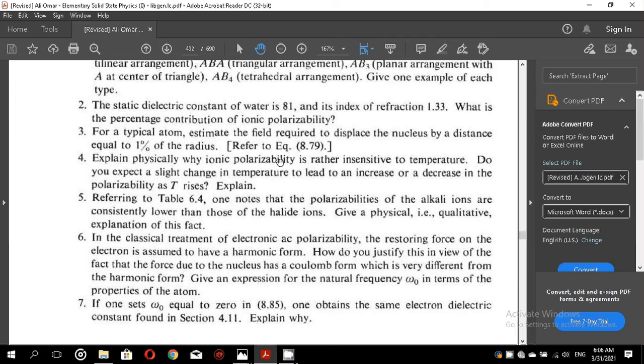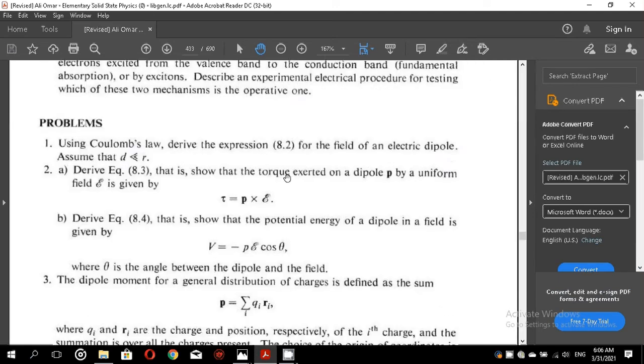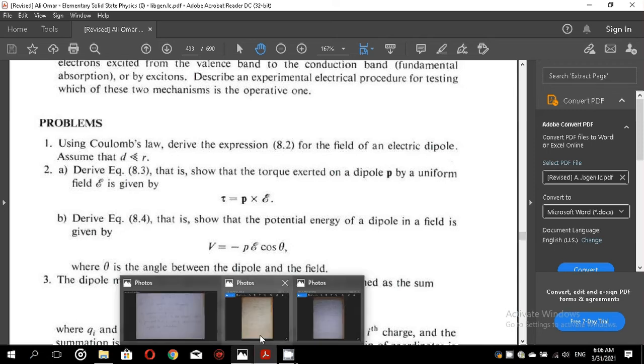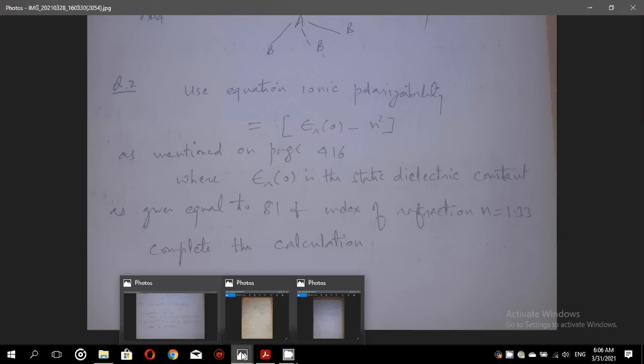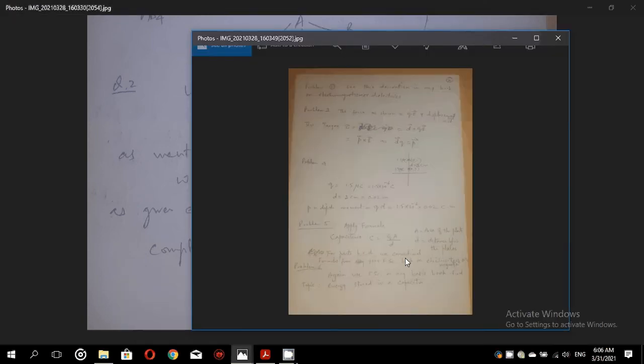Well, I think these are the two questions I wanted to discuss. And let us now move to the problem section. For the problem section, you will have to switch to page number 2 of my notes already sent to you. This is page number 1, and this is page number 2.